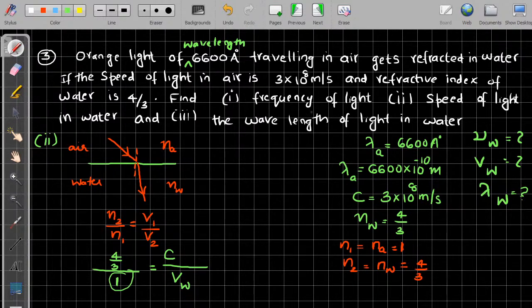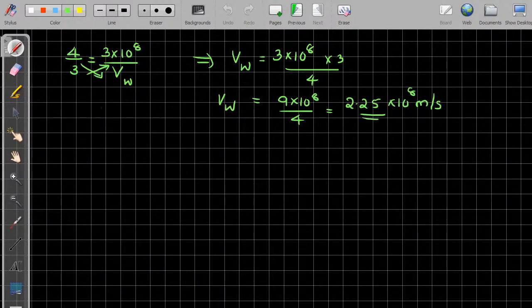Now the first sub question is the frequency of light. What will be the value of frequency of light? I told you that when light travels from one medium to another medium, even if refraction happens, even if bending happens, the frequency will be invariant. So what can I write here? Frequency of light in air will be equal to frequency of light in water, since there is no change in frequency.